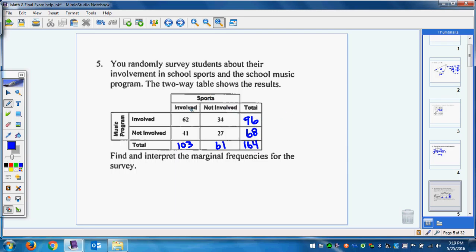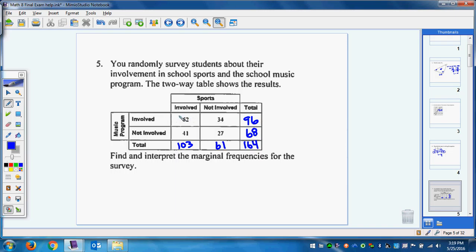Sports here, you got categorized involved, not involved. So you can say 103 students play sports while only 61 do not play sports. Or you can come over here to the music program. You can say only 96 students are in the music program, where 68 are not in the music program.